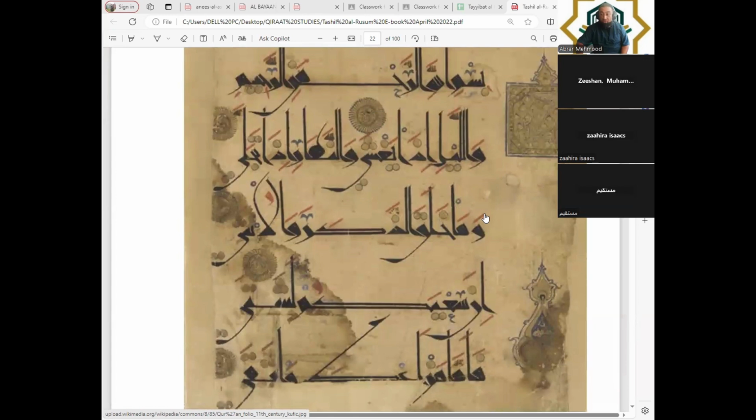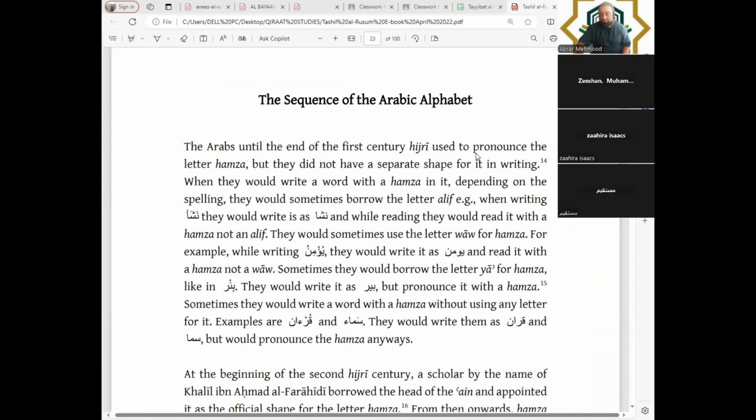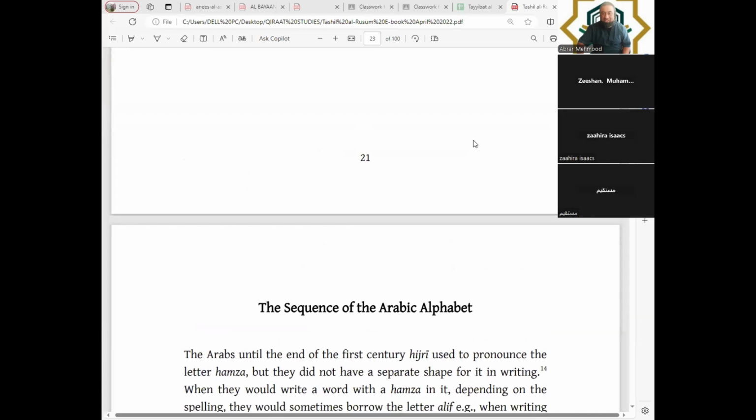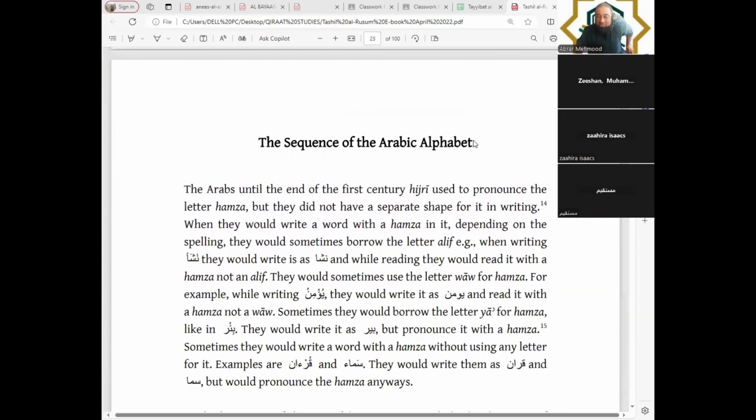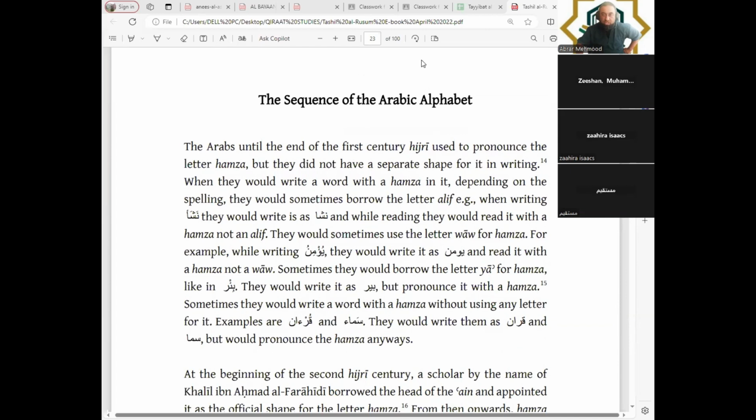Okay, so the system that we have today in the masahif around the world is the convention of Khalil ibn Ahmad al-Farahidi, where you have the shapes of the letters and you have clear diacritical marks, whether it's dots or squares or lines to indicate the vowels. Okay, whereas in Abu al-Aswad al-Du'li's time, it was very, very different. Okay, inshallah ta'ala, we will stop here. We will carry on from the sequence of the Arabic alphabet, page number 22, inshallah ta'ala.